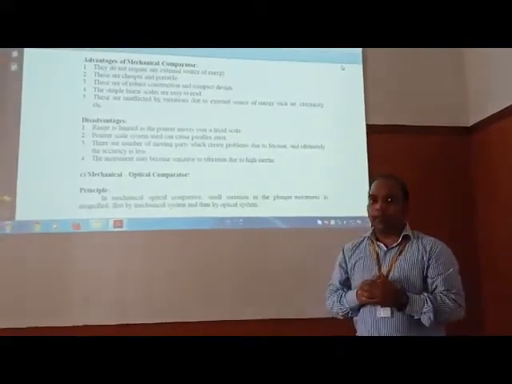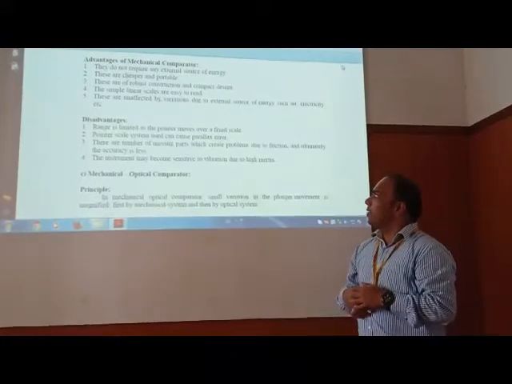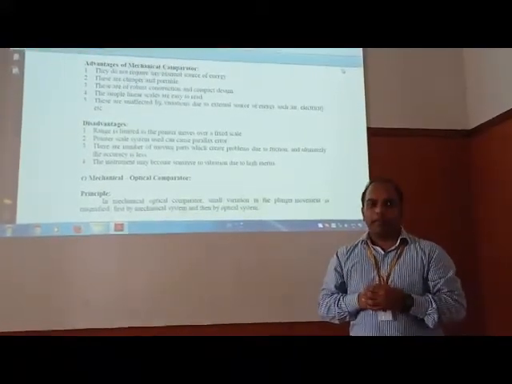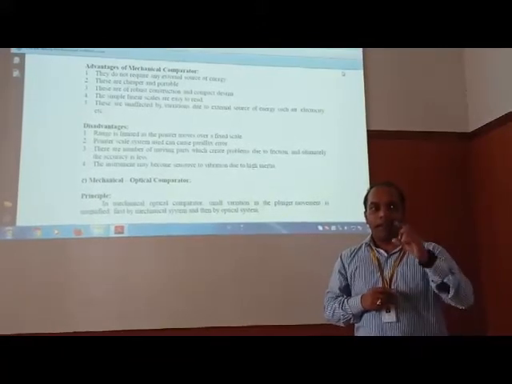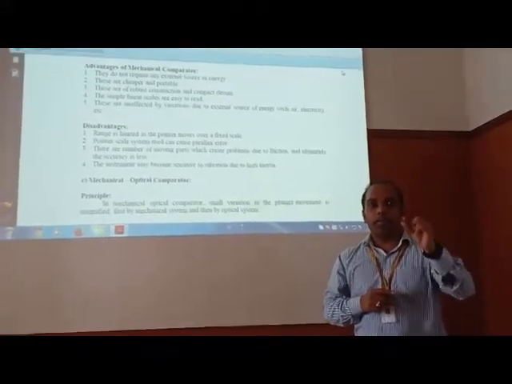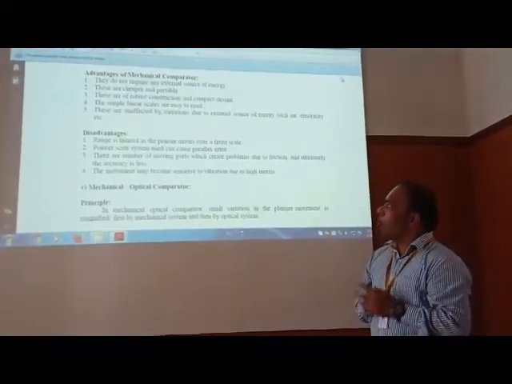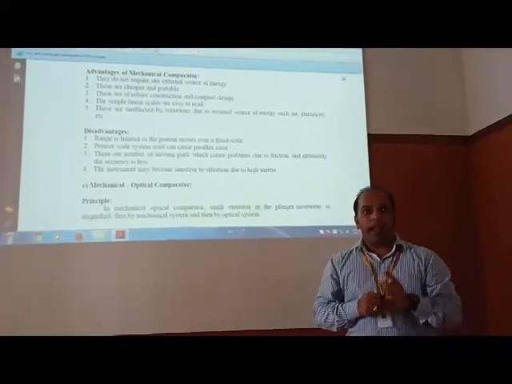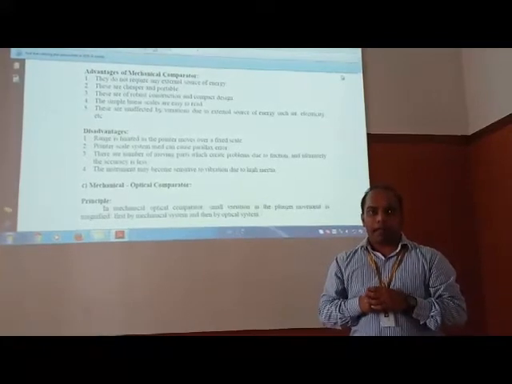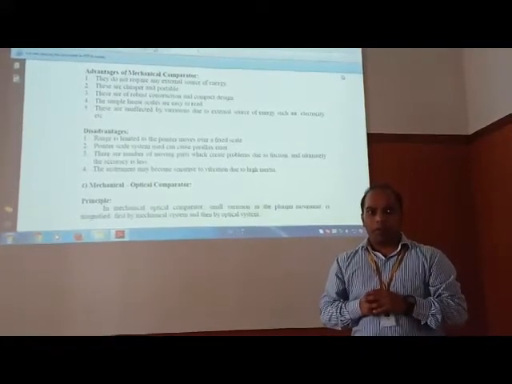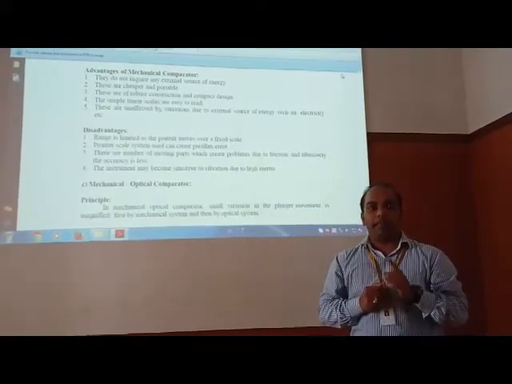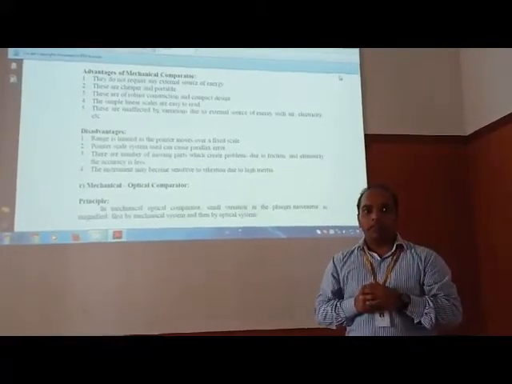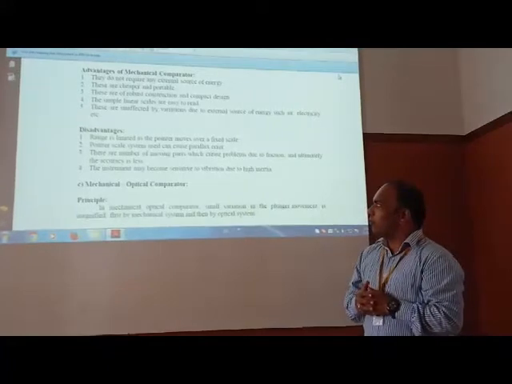Moving to the disadvantages, the range is limited as the pointer moves over a fixed scale. Now this is a serious issue. You cannot get larger variations noted in the dial indicator. The pointer-scale system can cause parallax error. As I have stated in the lecture, parallax error is a sort of human error. It is caused by the untrue watching of the scale, so that may occur.